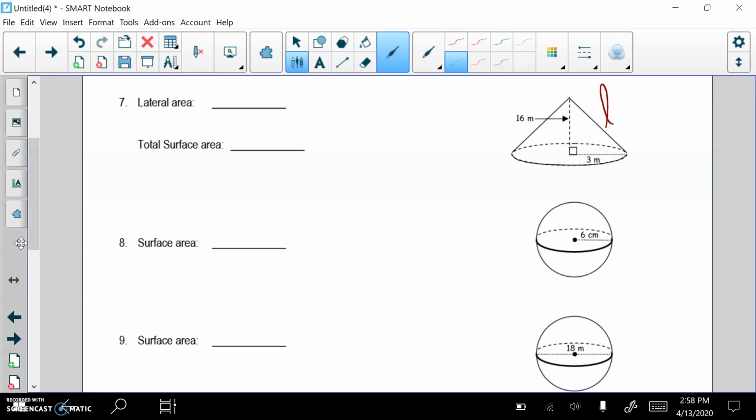And then number 8 is a sphere, easiest part of this. And I have about 3 minutes left, so this won't take long. Formula for a sphere is 4 pi r squared. It's that simple. So it's 4 times pi times 6 squared. That's 4 times 36 pi. There's no lateral surface area, so it's just 4 times 36, which is 144.